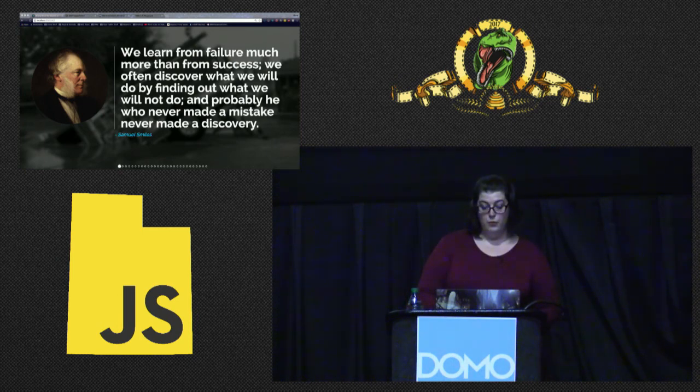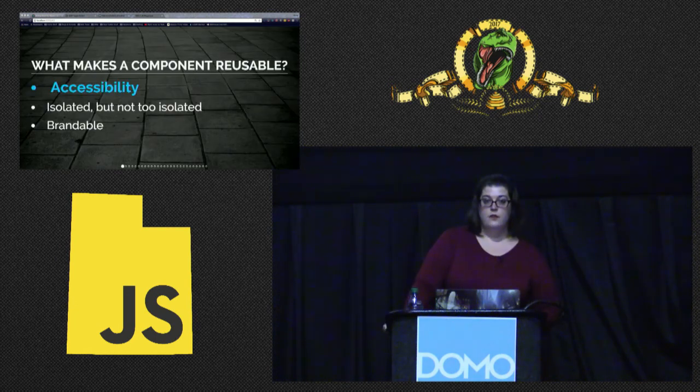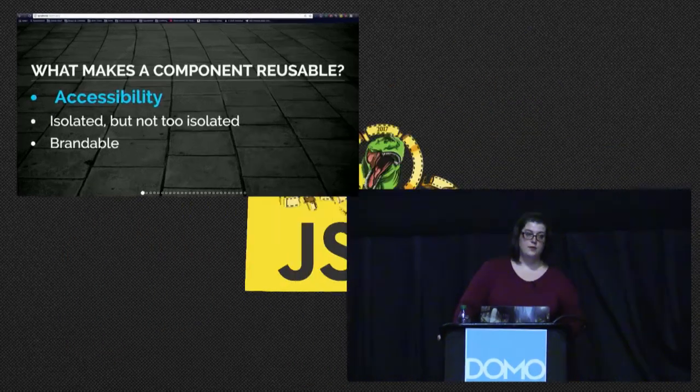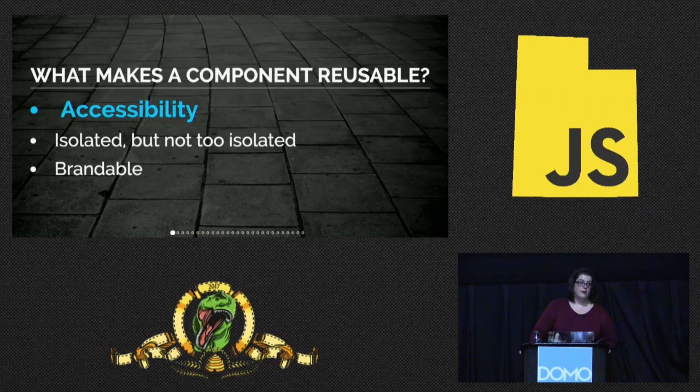I'm going to go over 3 major points today. The first one is accessibility. And I want to propose that unless your components are accessible, they are not reusable. Primarily because we don't want to be perpetrating the same mistakes over and over again by making sure that the people that we want to be able to use our components can't.